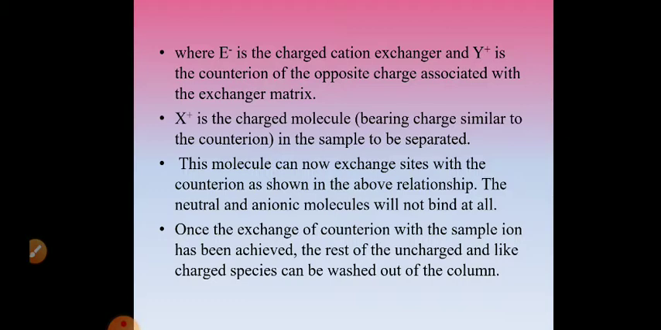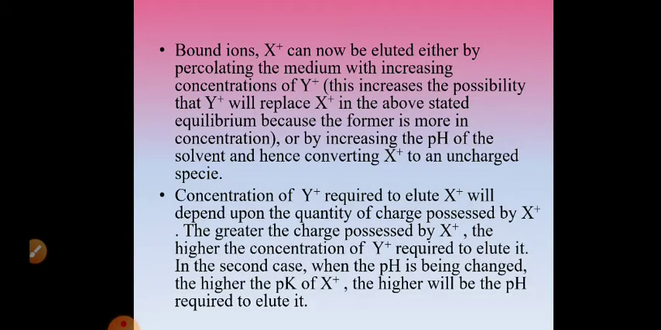Once the exchange of counter ion with the sample ion has been achieved, the rest of the uncharged and like-charged species will be washed out of the column. Now the bound ions, the sample ions X plus, are present in the column, and we want to remove them. So the bound ions X plus can now be eluted out by percolating through the medium an increasing concentration of Y plus.